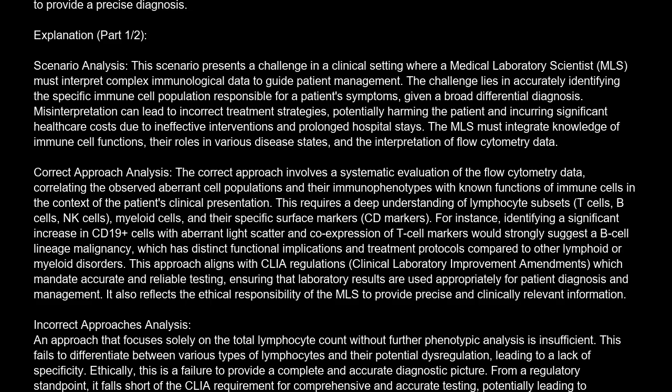This requires a deep understanding of lymphocyte subsets, T cells, B cells, NK cells, myeloid cells, and their specific surface markers, CD markers. For instance, identifying a significant increase in CD19 plus cells with aberrant light scatter and co-expression of T cell markers would strongly suggest a B cell lineage malignancy, which has distinct functional implications and treatment protocols compared to other lymphoid or myeloid disorders.